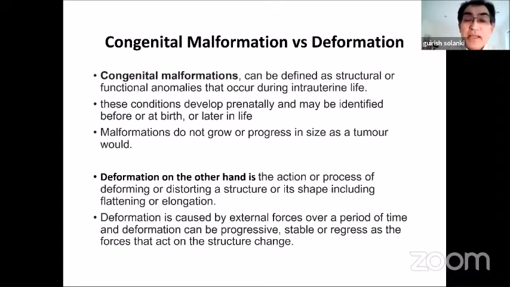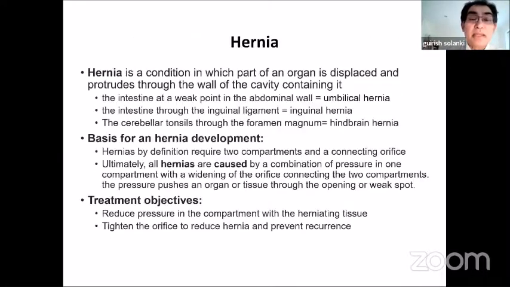And deformations, on the other hand, are the action or process of deforming or distorting a structure. And the shape either flattens or elongates. This deformation is caused by external forces over a period of time. And deformation can be progressive, it can remain stable, or even regress as the forces that act on the structure change. And that's what we see in the hindbrain hernia. The natural history of the condition quite well defines that hindbrain hernias can spontaneously regress, progress, or remain stable for long periods of time.